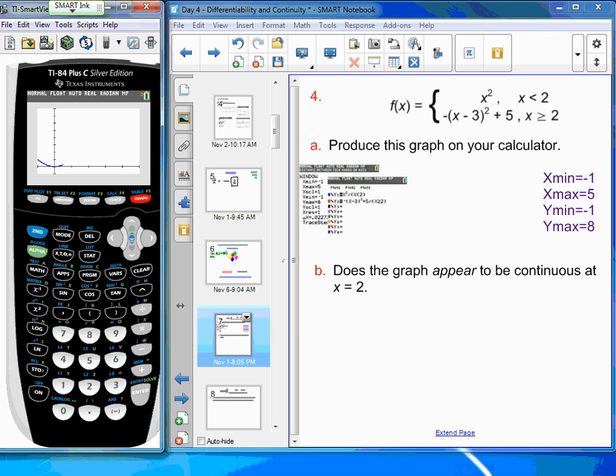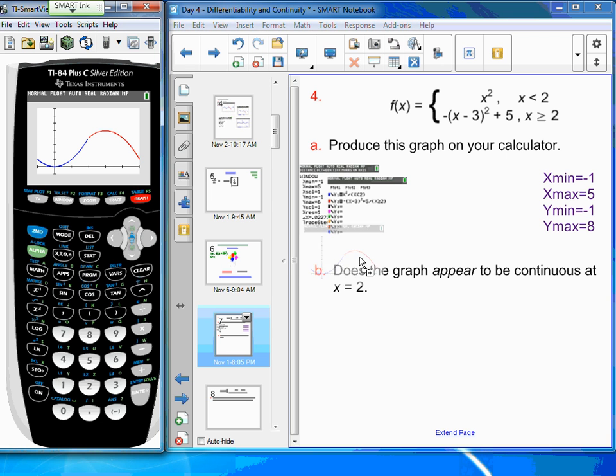piecewise function definition. So there's our left piece, y equals x squared, and there's our right piece in red. That is also a parabola. It's just now an upside down parabola because of that negative multiplier in front. Raise your hand if you have this picture. So we got this picture.